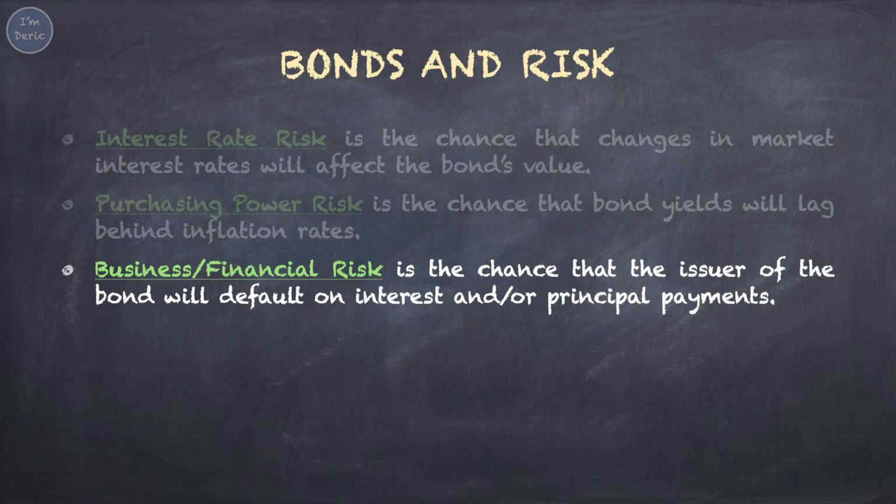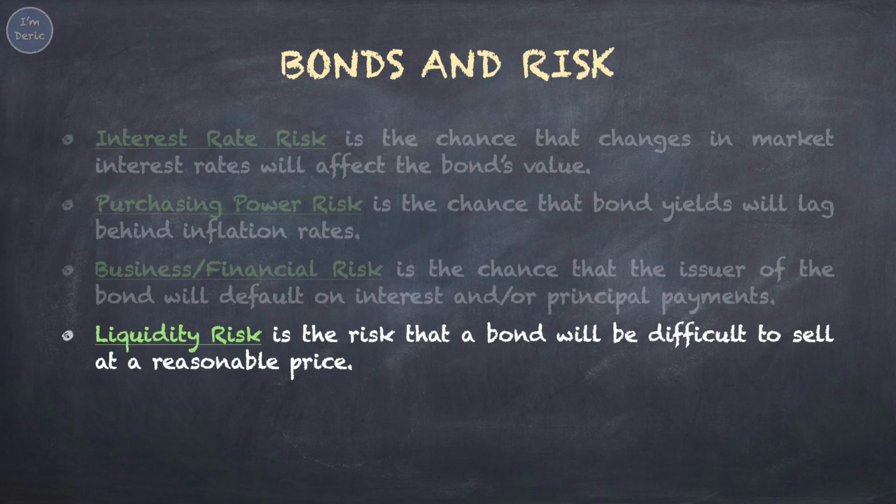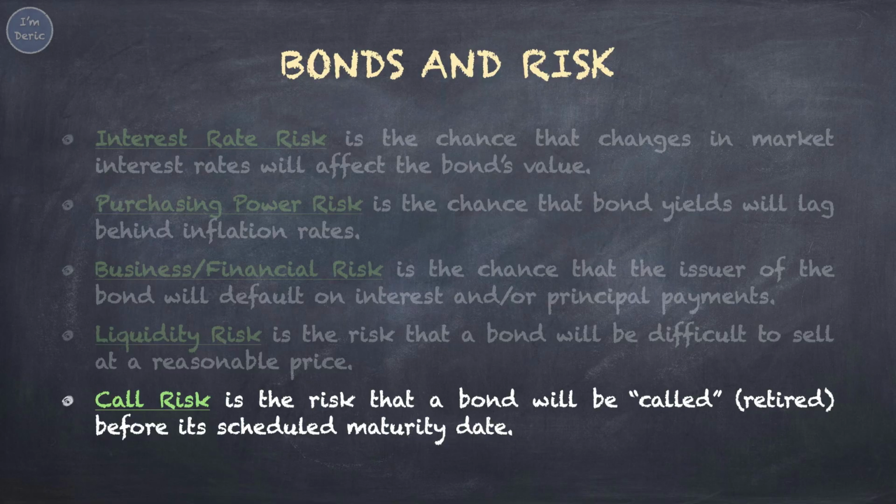Business or financial risk is the chance that the issuer of the bond will default on interest and/or principal payments due to the failure of business management. Liquidity risk is the risk that a bond will be difficult to sell at a reasonable price. That means you might not be able to convert the bond into cash. Call risk is the risk that a bond will be called or retired before its scheduled maturity date. If the bond is called, bondholders will no longer receive coupon interest from the company.